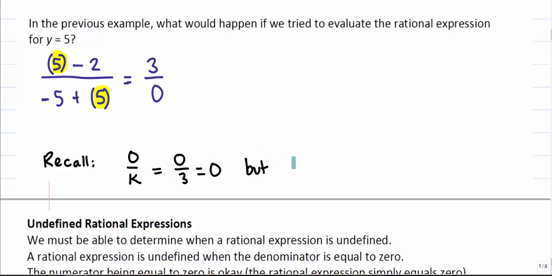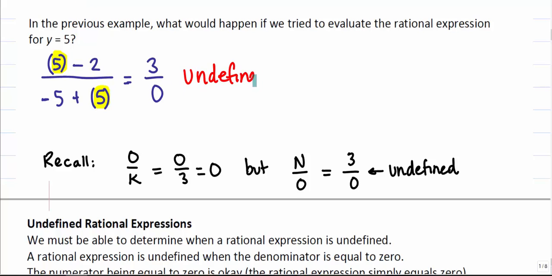But it's a no to have 0 in the denominator. So 3 divided by 0 is a no. Both of these are undefined. So it's okay to have 0 on the top, not okay, no to have 0 on the bottom. And so plugging in 5 would not work because there's no way that we can divide by 0.